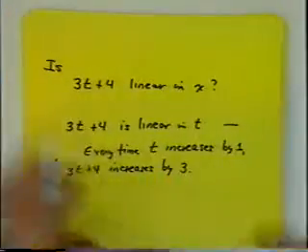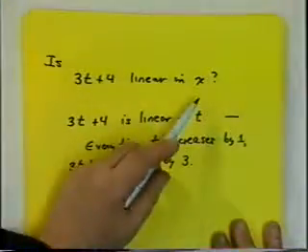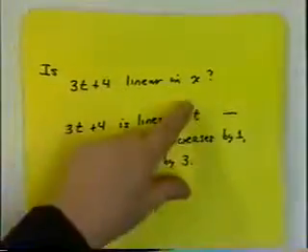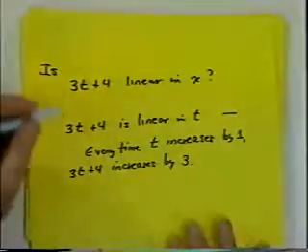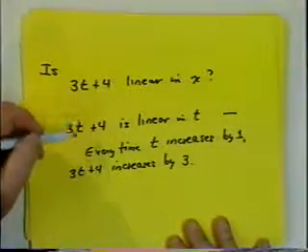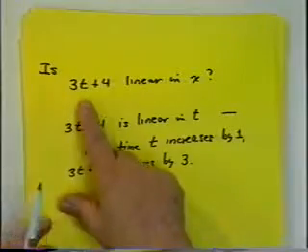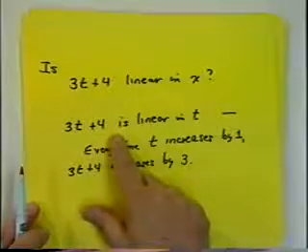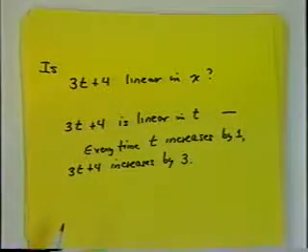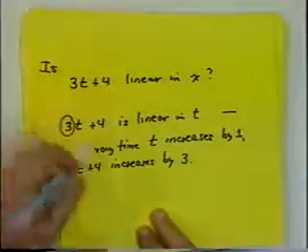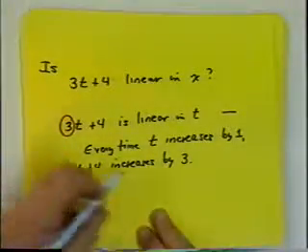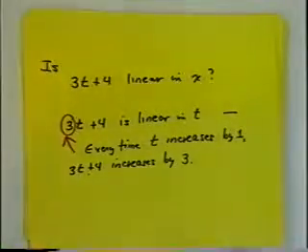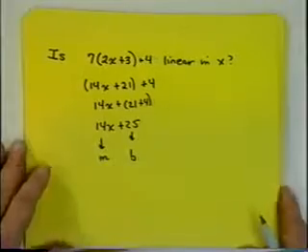Okay? By the way, you may wonder why I say linear in x. It's to name the variable. See, is 3t plus 4 linear in x? Well, how can it be linear in x? There's no x in the problem over here. Obviously, the variable I'm talking about is t. So we don't say 3t plus 4 is linear in x. We say what? 3t plus 4 is linear in t. And what does that mean? It says what? Every time t increases by 1, 3t plus 4 will increase by 3. That's what linear means.